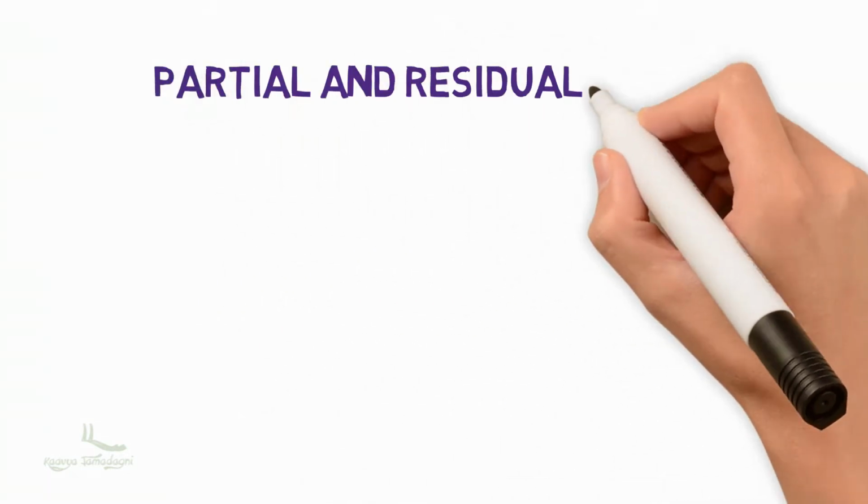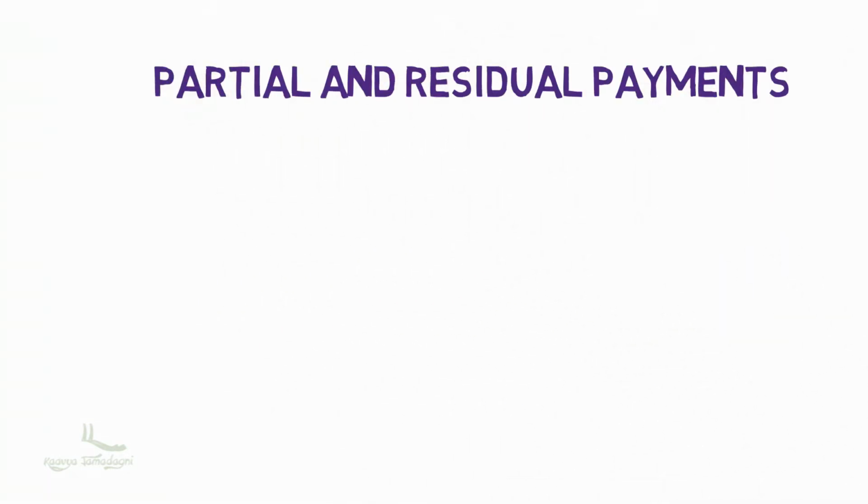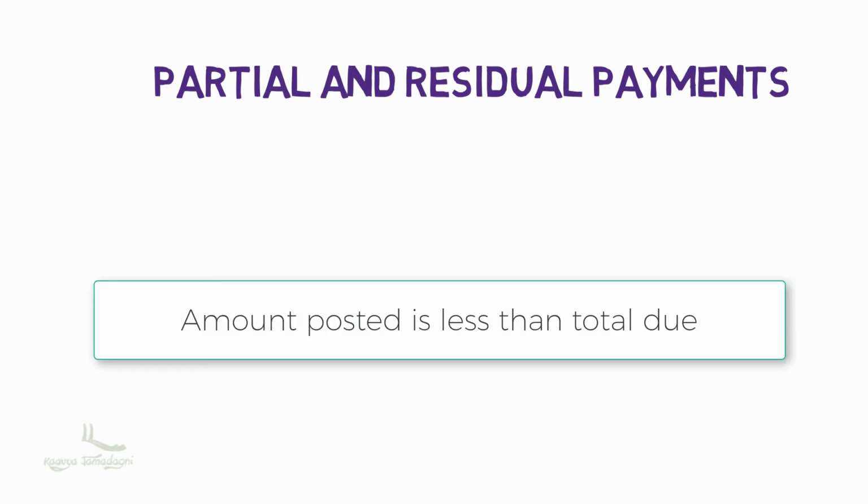In the last lecture, while posting the outgoing payment, we were posting the entire amount, that is full payment. So in SAP, apart from the full payments, we also have two more options: partial payments and residual payments. In both cases, the end user will post an amount less than the outstanding document. But the difference lies in the behavior of the documents once the payment is posted against the open items.